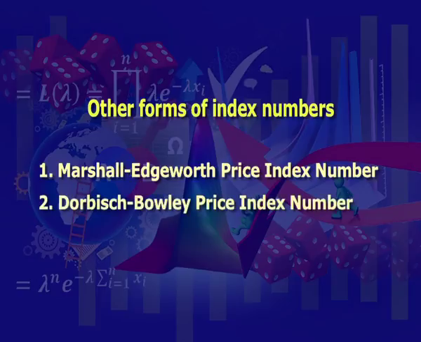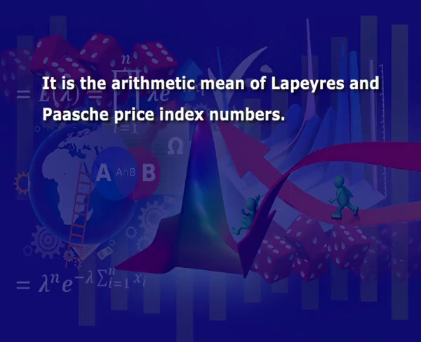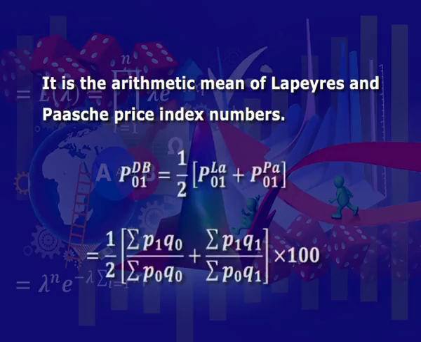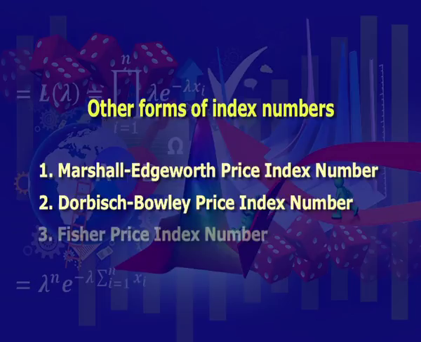Second, Drobisch-Bowley price index number. It is the arithmetic mean of Laspeyres and Paasche price index numbers. It is given by P01 DB equal to 1/2 of (P01 LA plus P01 PA). That means 1/2 into (summation P1 Q0 upon summation P0 Q0 plus summation P1 Q1 upon summation P0 Q1), whole multiplied by 100. And third, Fisher price index number.